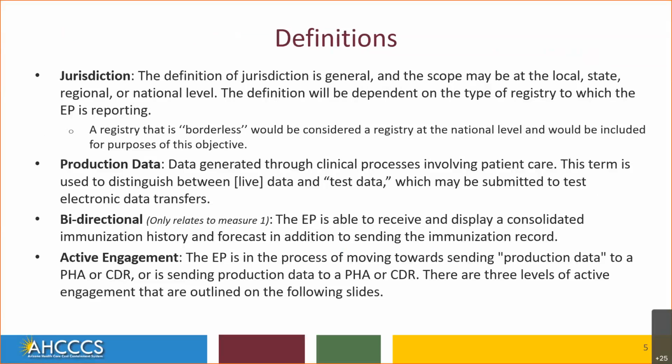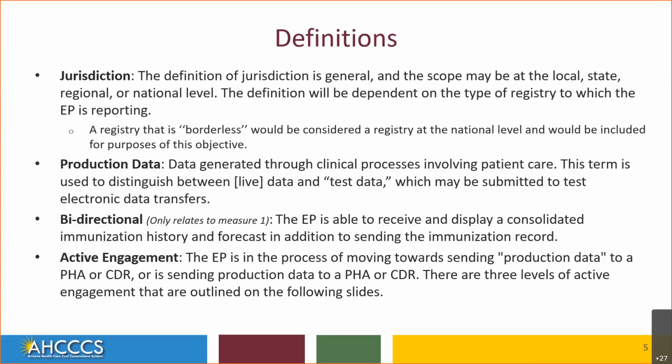Production data is data generated through clinical processes involving patient care. This term is used to distinguish between live data and test data, which may be submitted to test electronic data transfers. Bidirectional, this definition term only relates to Measure 1, and is when the EP is able to receive and display a consolidated immunization history and forecast in addition to sending the immunization record. So data is flowing in both directions.